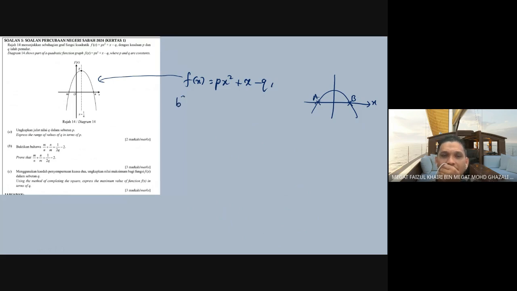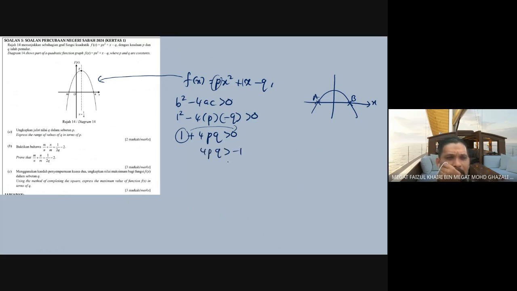Using b squared minus 4ac greater than 0. The coefficient b is 1 here, so 1 squared minus 4 times a, which is p, and c, which is negative q, greater than 0. So 1 minus negative, negative becomes positive, 4pq greater than 0. Bring 1 to the other side, it becomes minus 1. 4pq greater than negative 1.